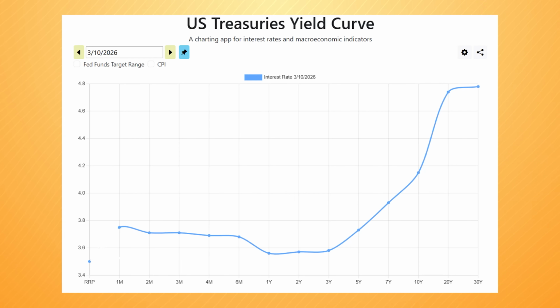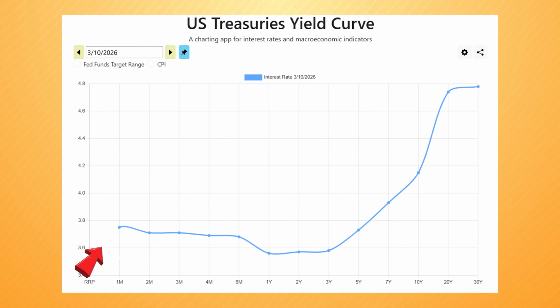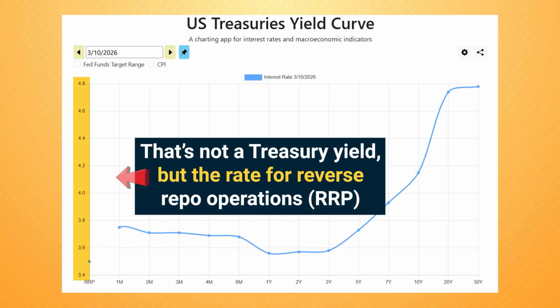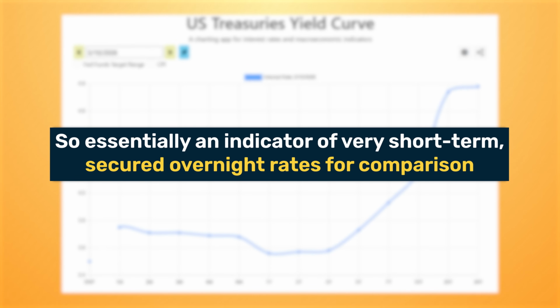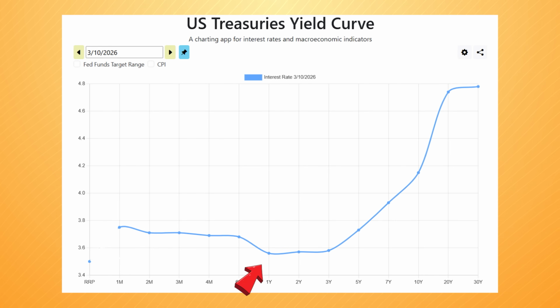So this chart shows all Treasury maturities from 1 month to 30 years. And you can see the U-shaped yield curve that we have at the time of this taping. Well, it's not really a clear U as printed, but you get the picture. Yields for short-term Treasuries are lower than for long-term Treasuries, but the lowest rates are found in the middle dip, especially for the 1, 2, and 3-year Treasuries. And the number on the very left, that's not a Treasury yield, but the rate for reverse repo operations, or RRP. So essentially an indicator of very short-term secured overnight rates for comparison. You can ignore it for the purposes of this discussion.